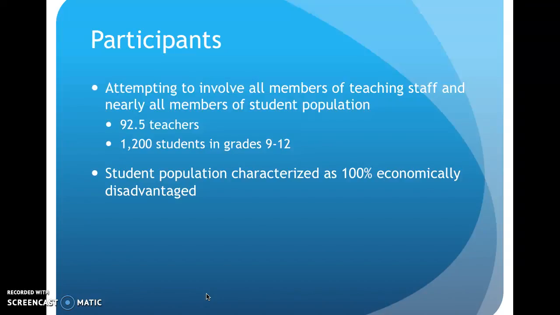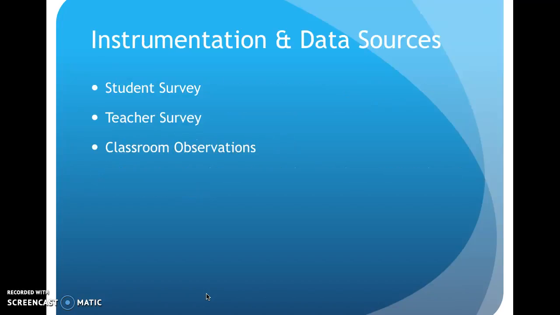The student population is categorized as 100% economically disadvantaged. While not all students have that designation, the number was high enough that through the Ohio Department of Education, we have been bumped up to 100%. So I'll be taking my participants from these pools of people.